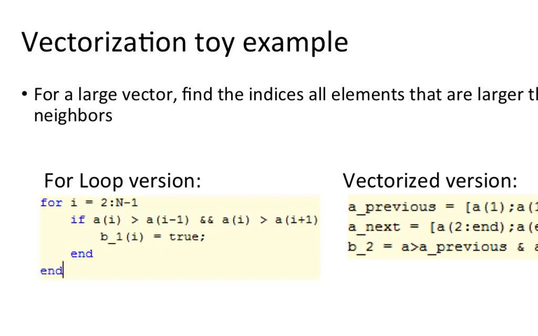There is a vectorized version. I'm going to duplicate an array from my original array, with all the elements offset by plus one. And I'm also going to make another array called next, which offsets all the elements by minus one. All right, can you see those two arrays? If my A vector is 1, 2, 3, 4, 6, 5.